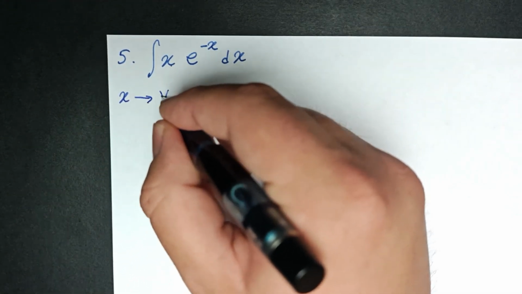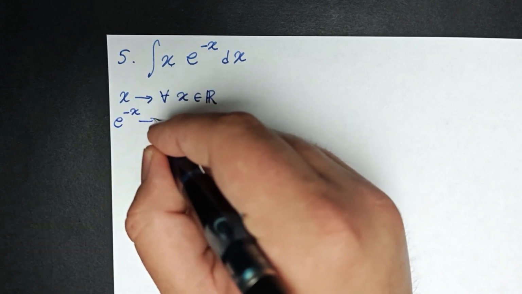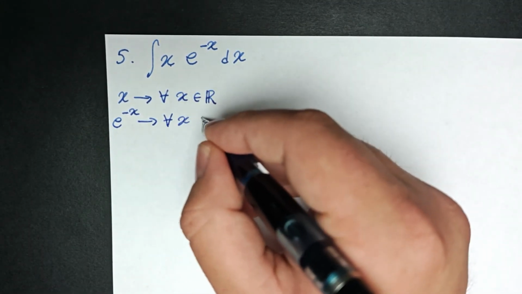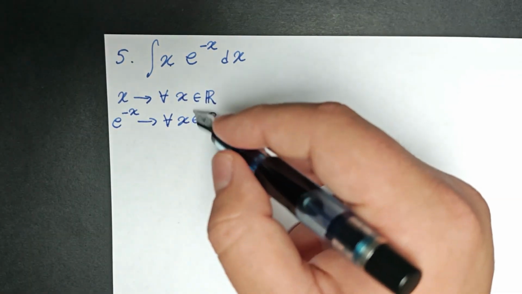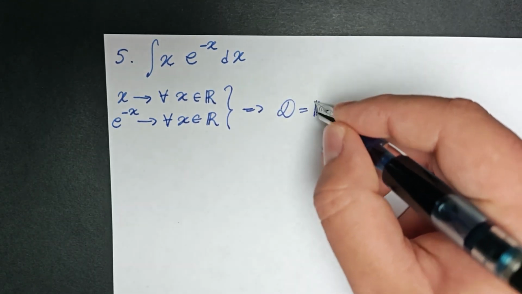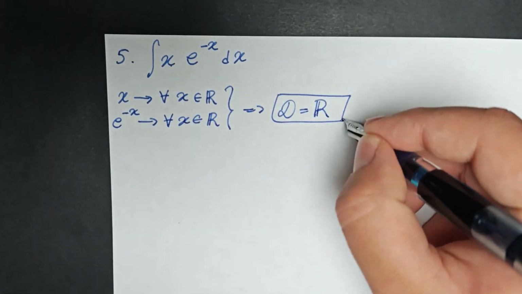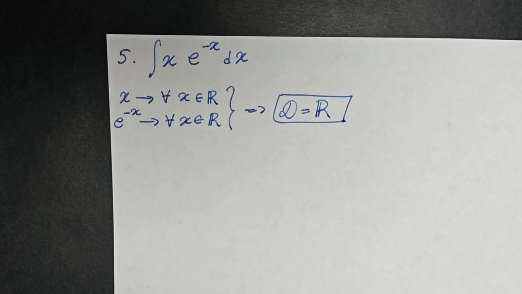x is defined for all real numbers, and e to the power of negative x is also defined for all x's which are real numbers. The intersection of these two sets is just the set of all real numbers, and that set is the area in which our integral is defined. Let's now integrate this integral using the method of integration by parts.